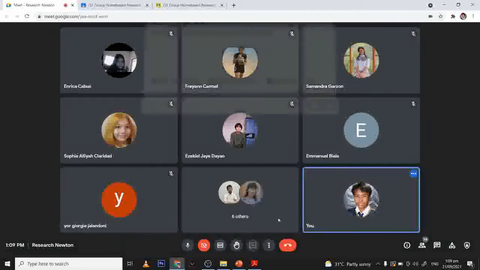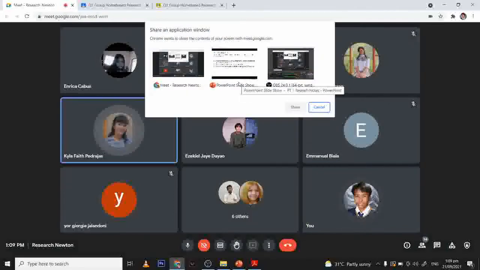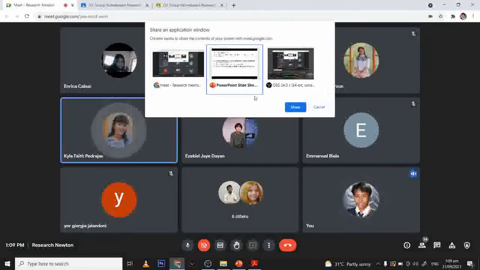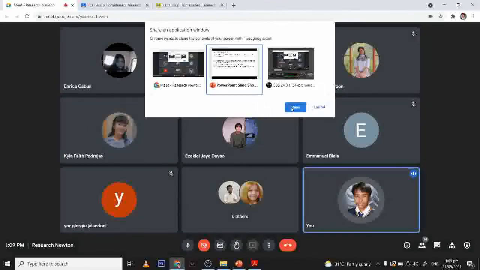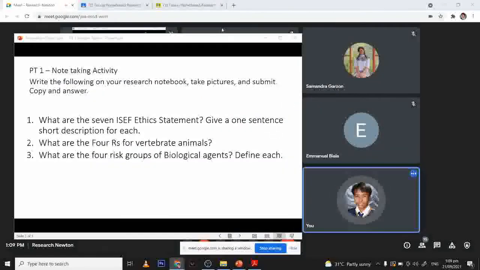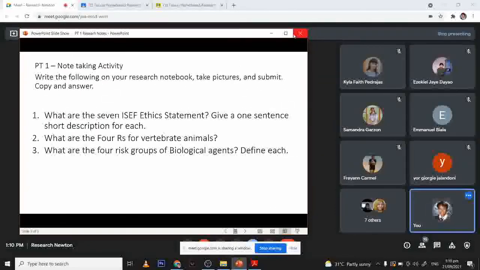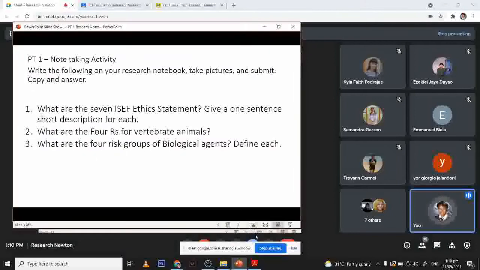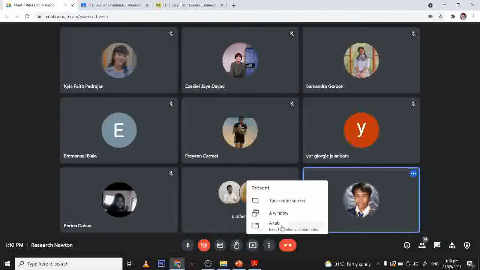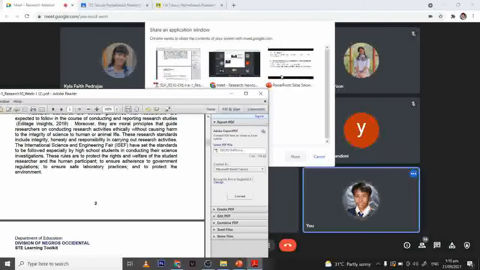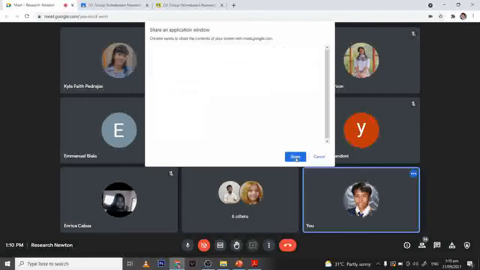Okay? So let's proceed to our lesson on ISEF guidelines. ISEF guidelines are there for us to be guided by the ethical principles that we need to follow. We can't just conduct research because we want to. There are rules and regulations that need to be followed.